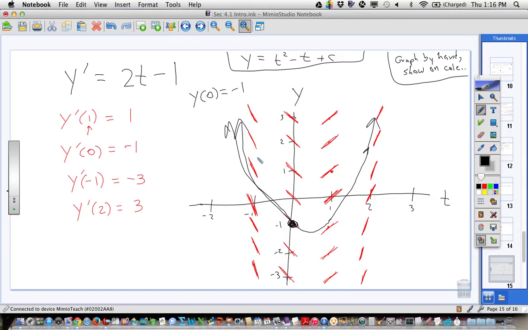So every time I move across to a new x value, I get a new series of slopes. What would happen if I gave you, because one of the things you're going to do in your homework today is a matching kind of thing, what would happen if I had this as my differential equation?